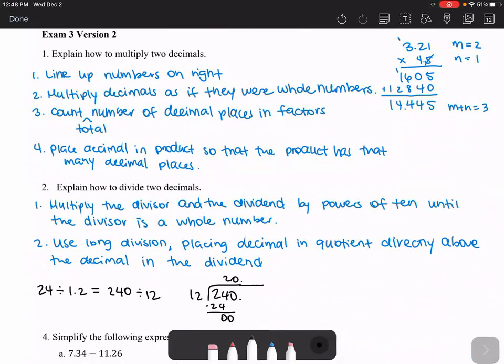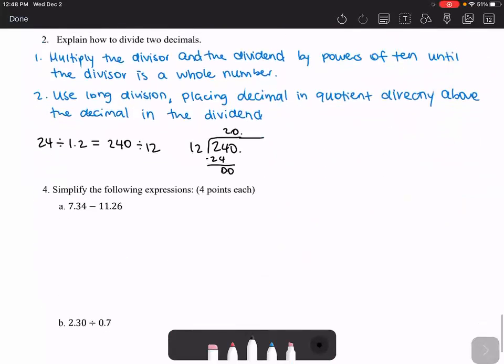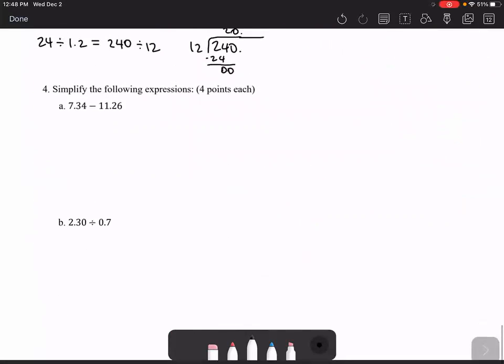Okay, are there any questions about multiplying and dividing decimals? Okay. So lastly, we have questions on simplifying these expressions.